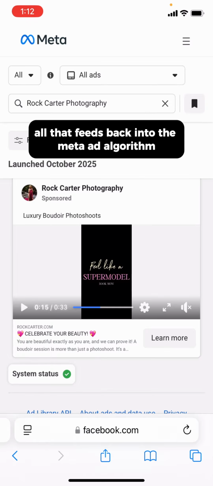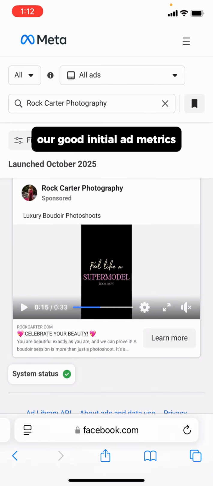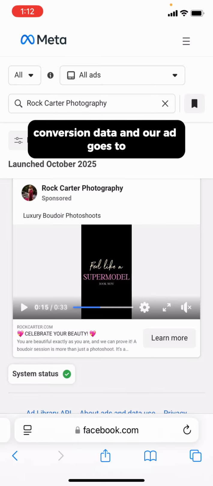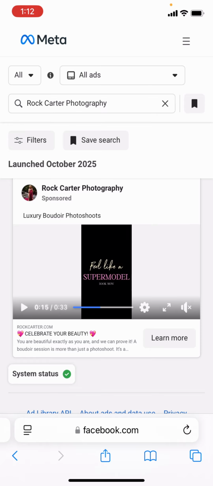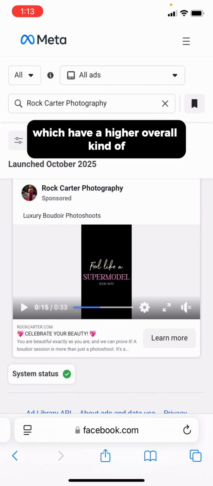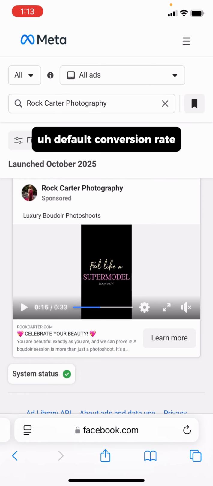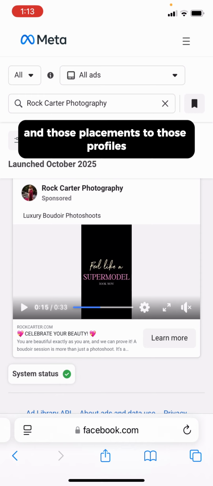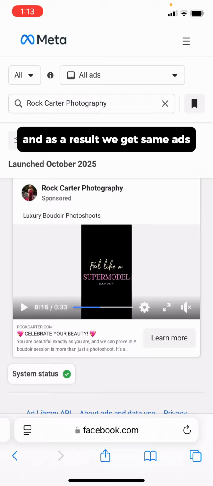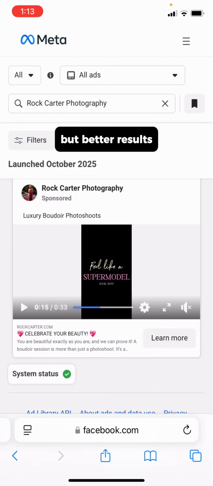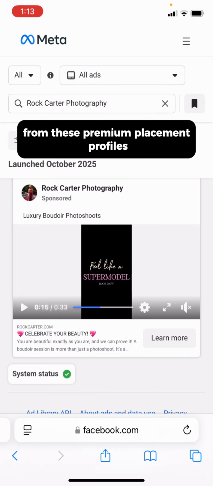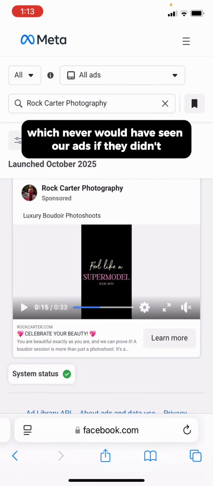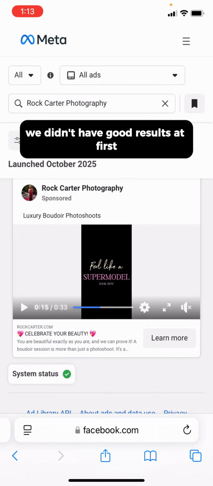All that feeds back into the Meta ad algorithm from tranche one, our good initial ad metrics, conversion data, and our ad goes to, we basically unlock higher quality Meta profiles for tranche two, which have a higher overall default conversion rate. And those placements to those profiles are reserved for only very good ads. And as a result, we get same ad spend, better results from these premium placement profiles, which never would have seen our ads if we didn't have good results at first.